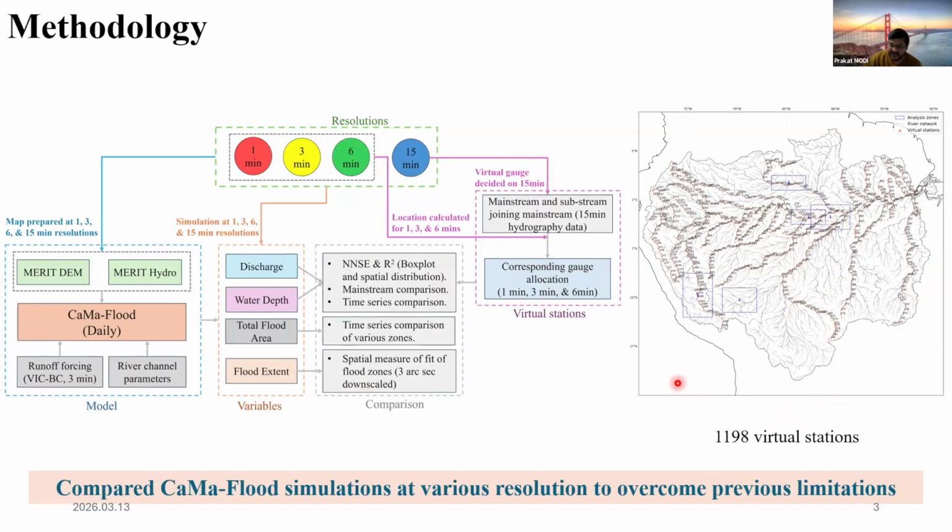Since the flooded area and flood extents are not point observations, we can't compare them directly. So we defined different zones based on the scale of the river, mainstream or substreams, into 5 different zones, and compared the total flooded area and flood extent for those zones.